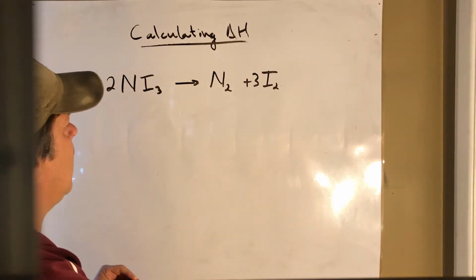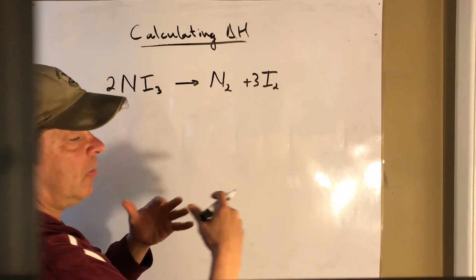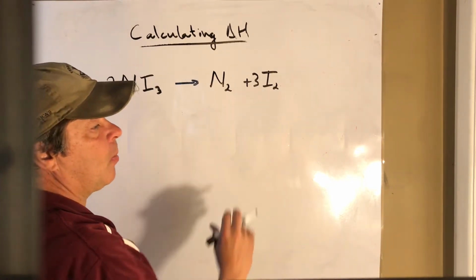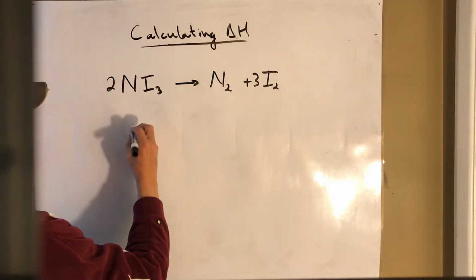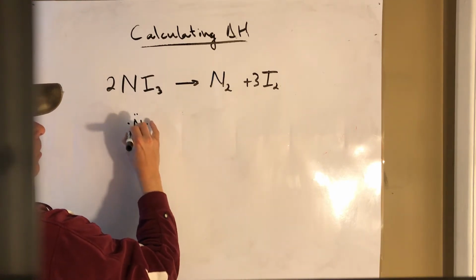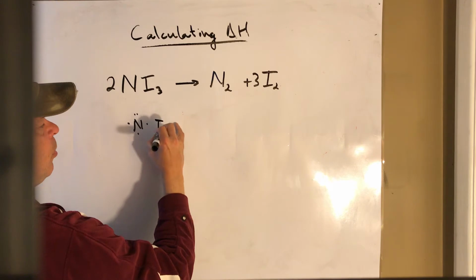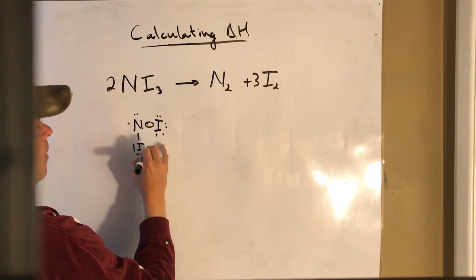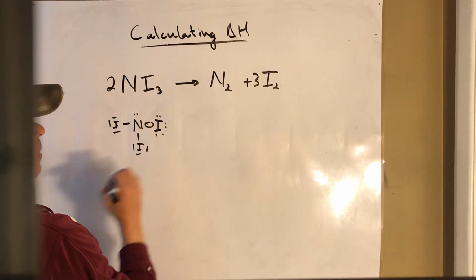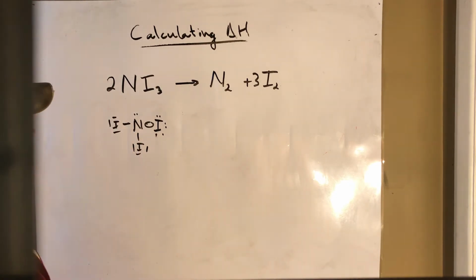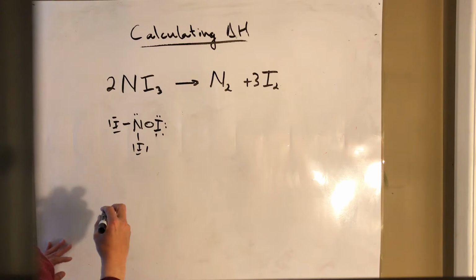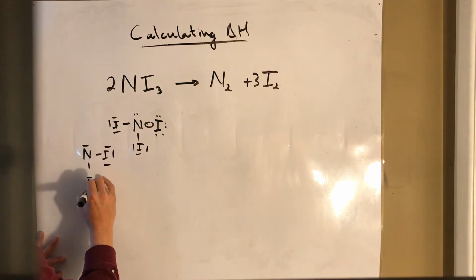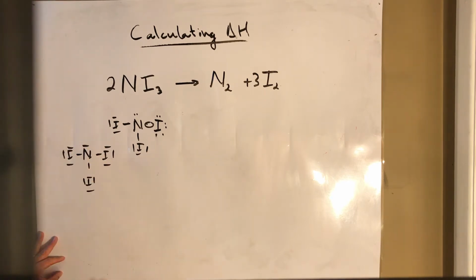Now to calculate the delta H, the standard change in enthalpy for this reaction, we need to know what bonds we're breaking and what bonds we're forming. So let's look at the Lewis dot structure for NI3. Nitrogen has 5 valence electrons. Iodine has 7. So you put 1 here, 1, 2, 6, 7. Put 1 here, put 1 here. Now there's 2 of them, so let's draw 2 of them. You don't have to always do this, but okay.